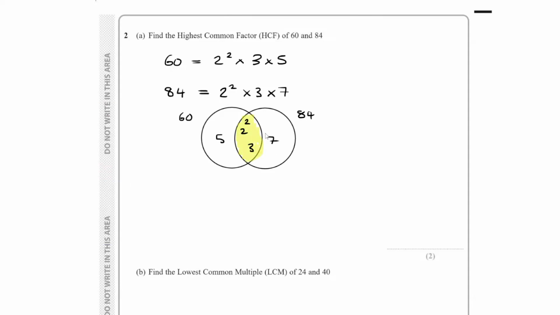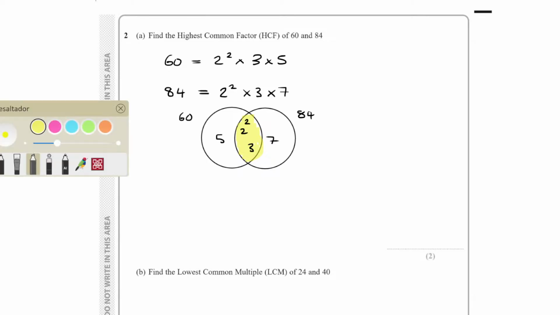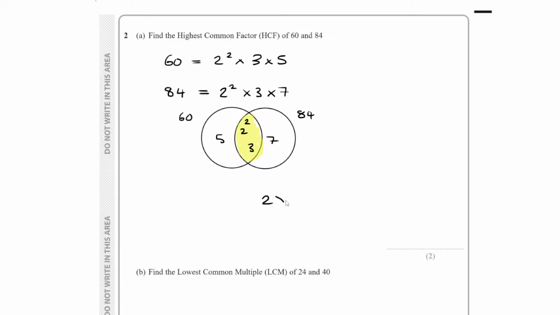So you don't necessarily have to draw the Venn diagrams. You might be able to see that just from the list of product of prime factors. But it's basically 2 times 2 times 3, which you should get 12. Obviously, if you did just list the factors of 60 and the factors of 84 and you got 12 as the highest one, then that's also fine.